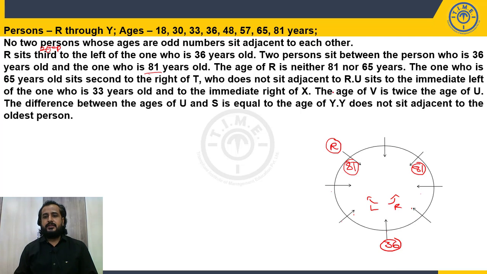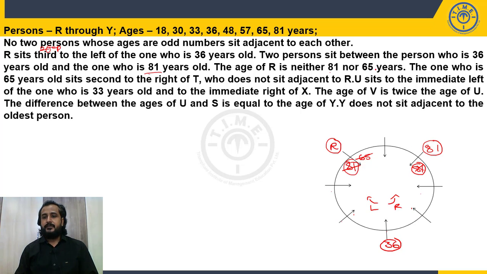Next, the age of R is neither 81 nor 65. So R's age is not 81. It is mentioned the age of R is neither 81 nor 65, so it is not 65 also. Clear? So it is not 81, it is not 65. So this has to be 81. So I can freeze the 81 here. So we have only one possibility.